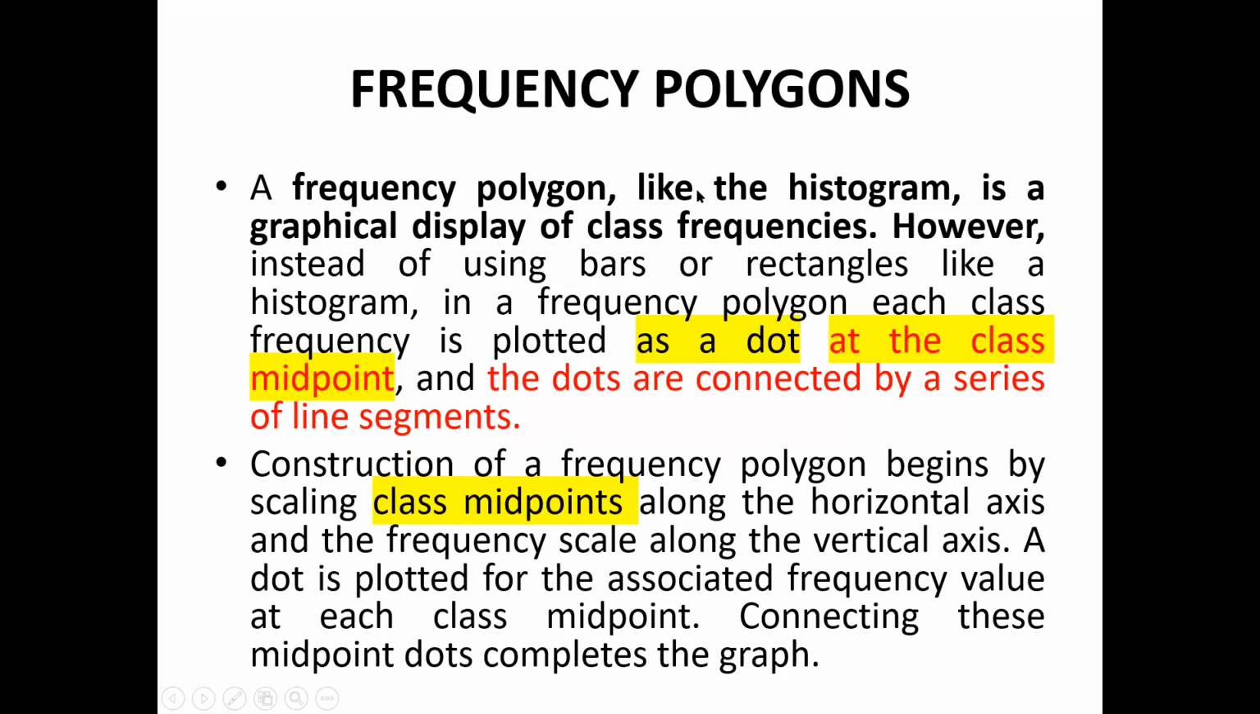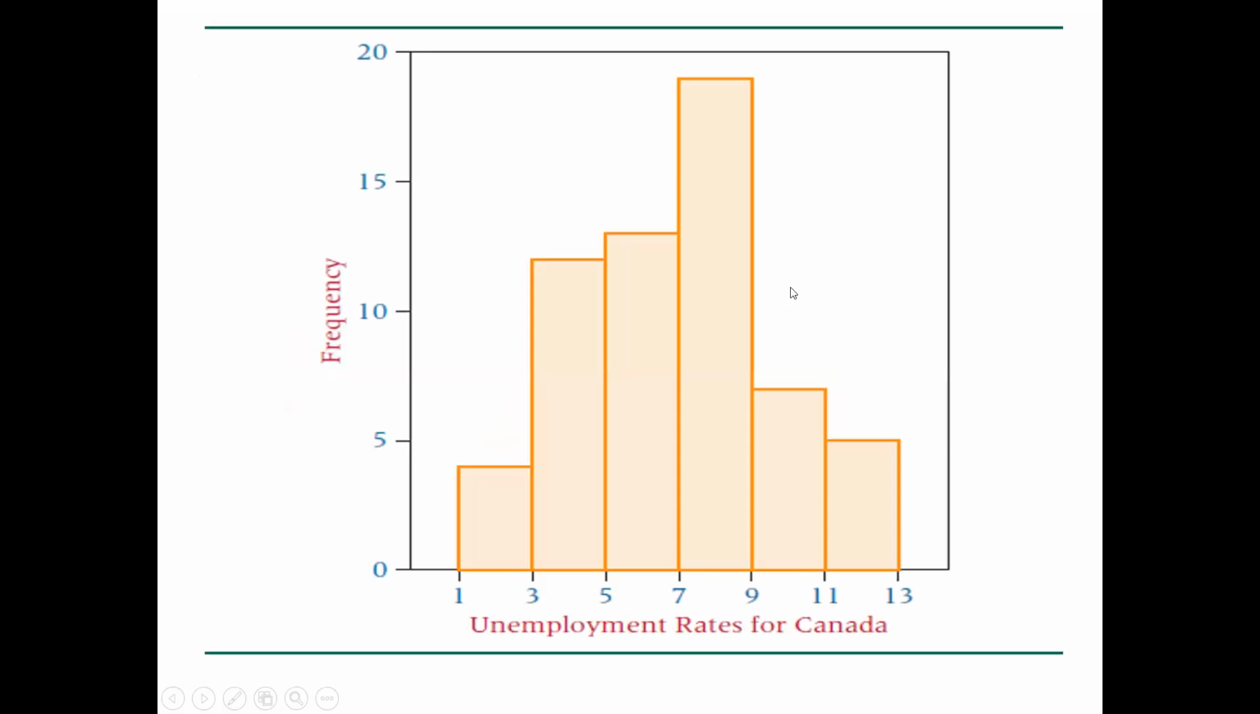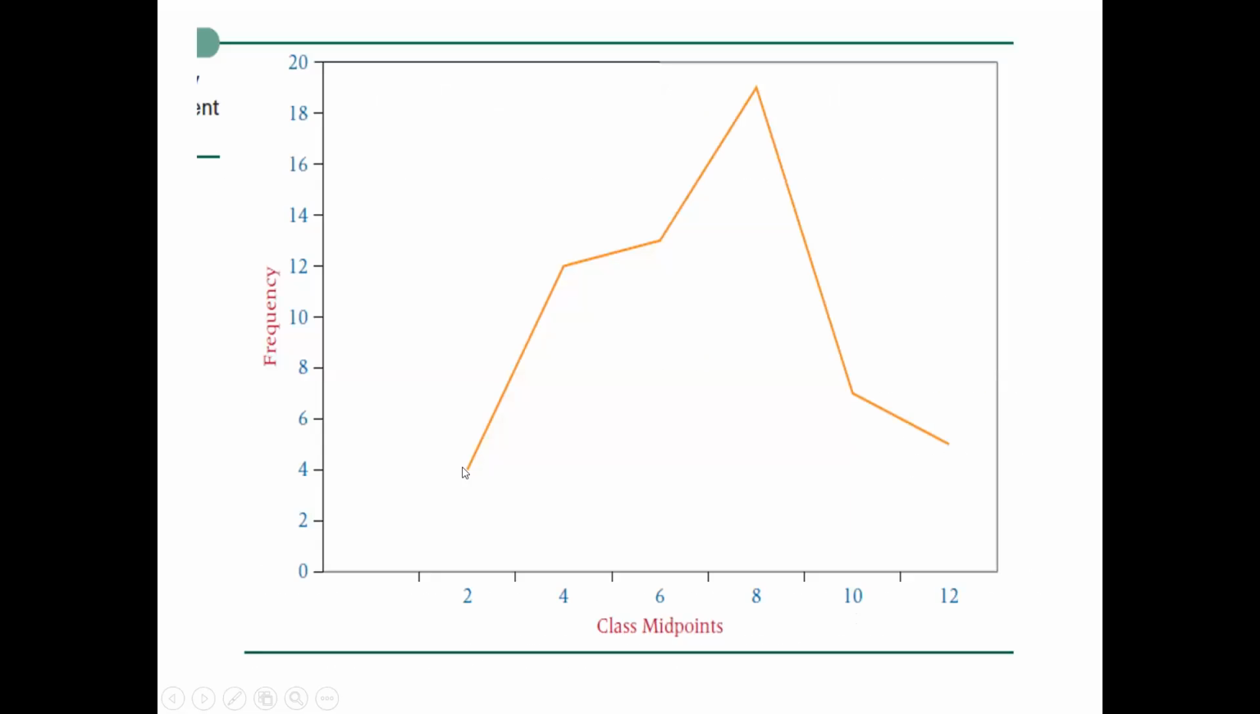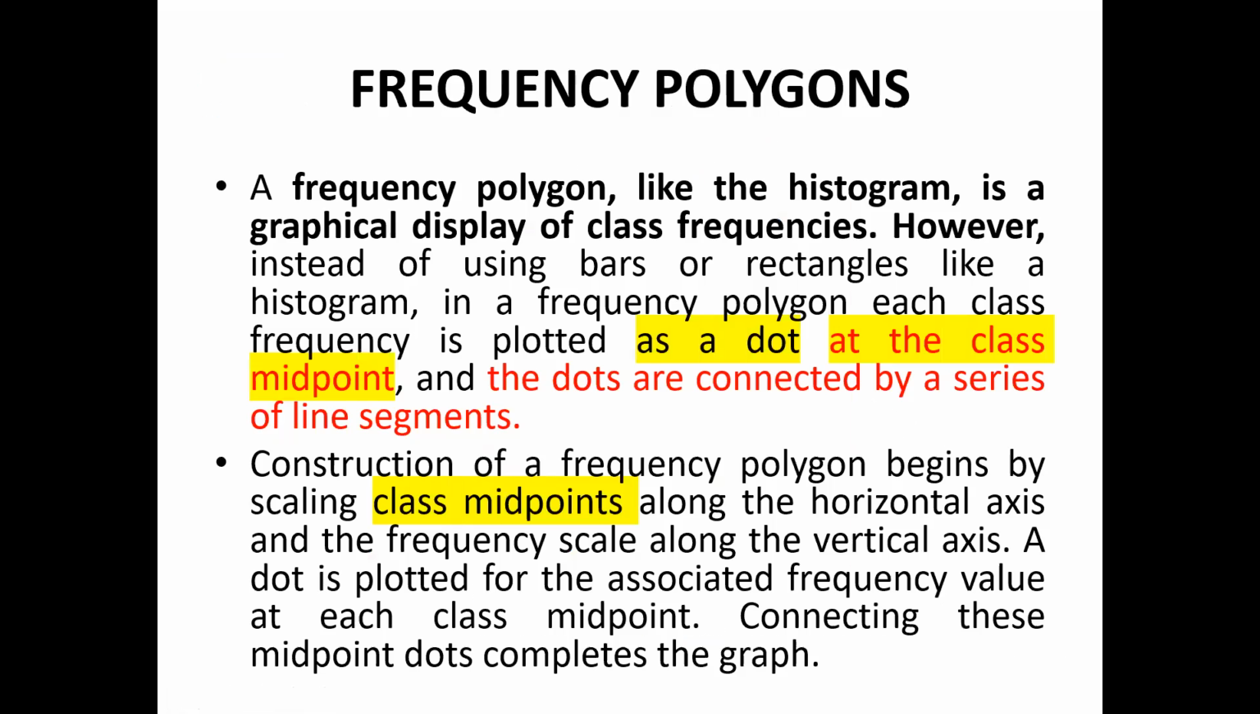So a frequency polygon, like the histogram, is a graphical display of class frequencies. However, instead of using bars or rectangles, as you did in the histogram, in a frequency polygon each class frequency is plotted as a dot. So you put a dot at the frequency for each class midpoint, and then you connect those dots. At the class midpoint, the dots are connected by a series of line segments.